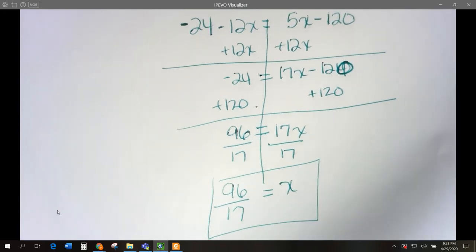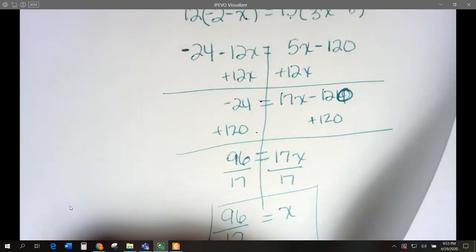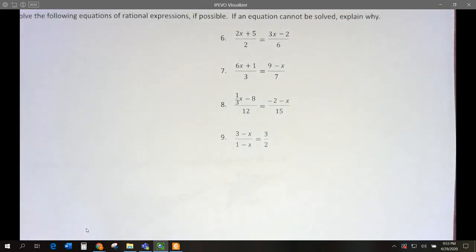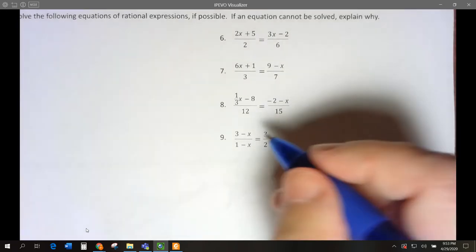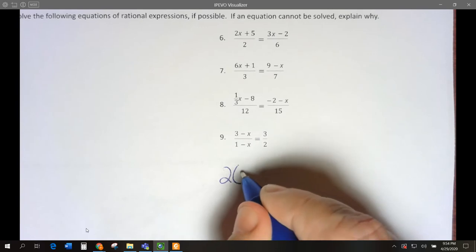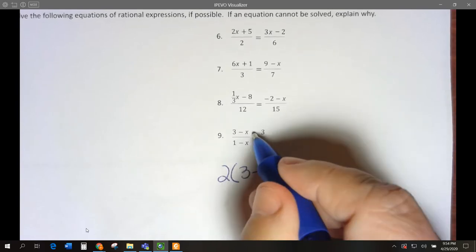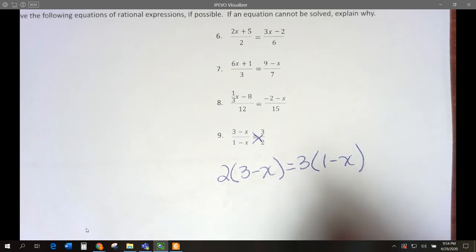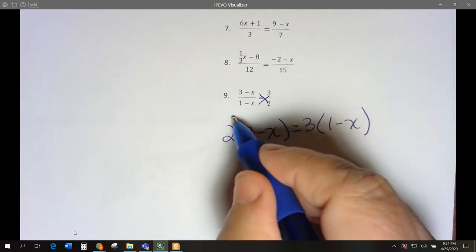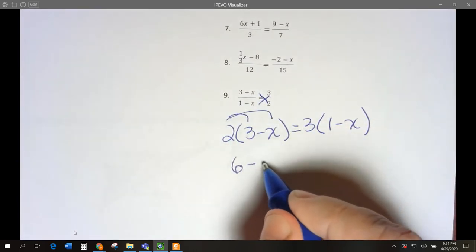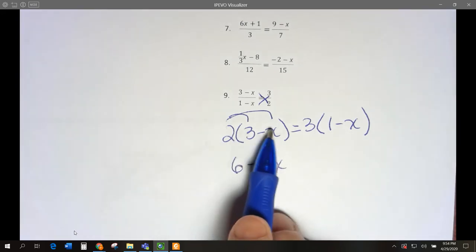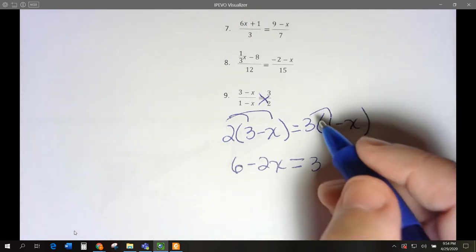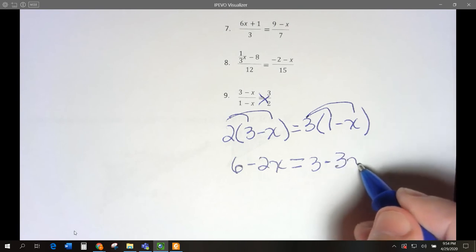Let's go on to number 9. I can get this paper. Number 9. Okay, let's start with our cross multiplication. 2 times 3 minus x equals 3 times 1 minus x. Distributive property. 2 times 3 is 6. 2 times negative x is negative 2x. 3 times 1 is 3. And 3 times negative x is a negative 3x.